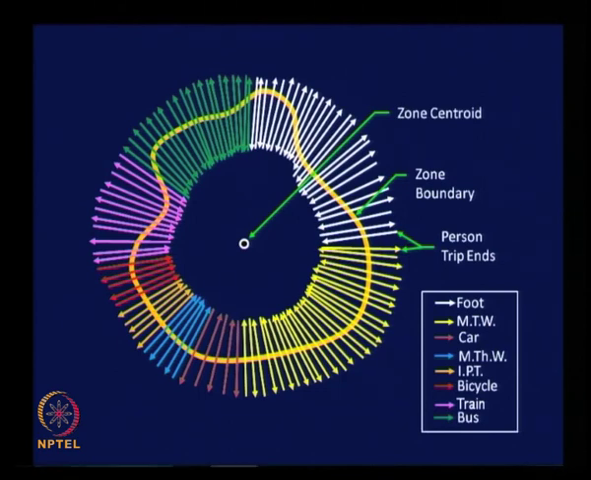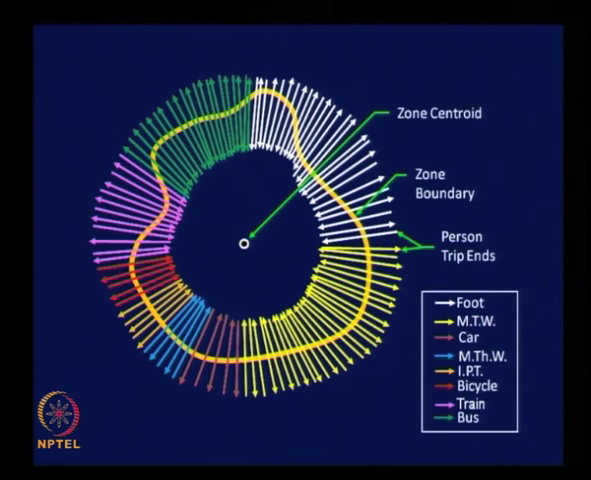You can see we have indicated white colored ones as trips made by foot, yellow colored ones trips made by two-wheeler, and red ones trips made by car, blue one motorized three-wheeler, and then the other one by IPT, then trips made by bicycle, train, and bus. These were the different alternative modes that we discussed under Indian conditions. So this is what we do at the end of mode choice analysis.